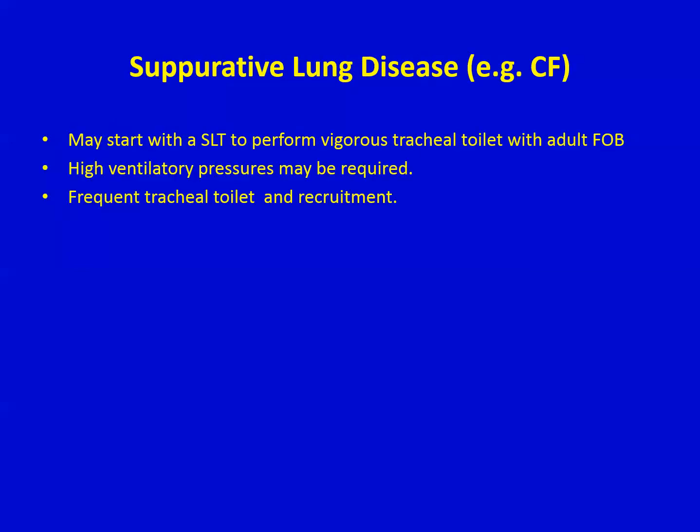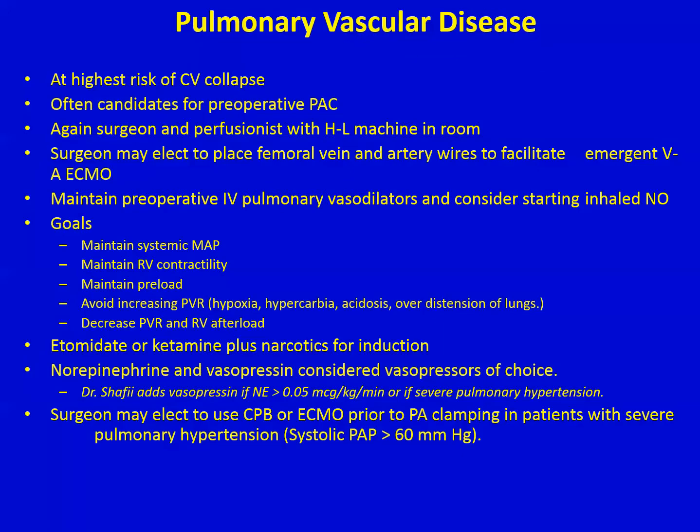For suppurative lung disease, the main problem is secretions in the lung, and therefore one may start with a single lumen tube to perform vigorous tracheal toilet using an adult fiber optic bronchoscope. They may also require high ventilatory pressures and frequent tracheal toilet during the procedure. The most difficult patients are those with pulmonary vascular disease.